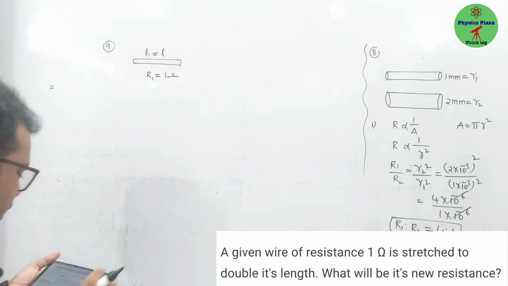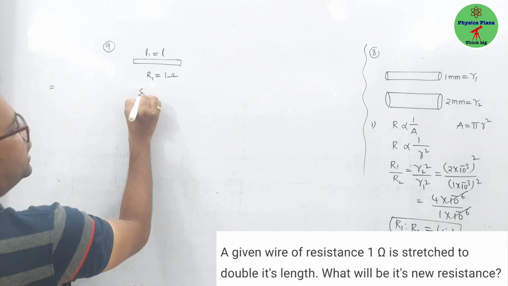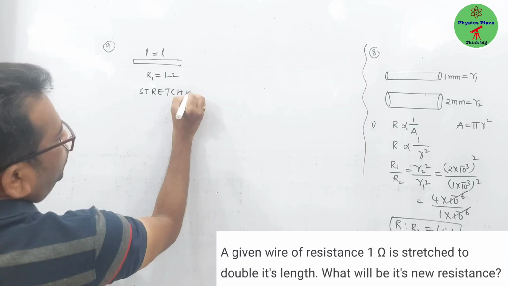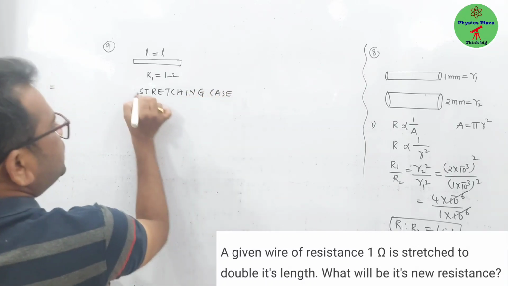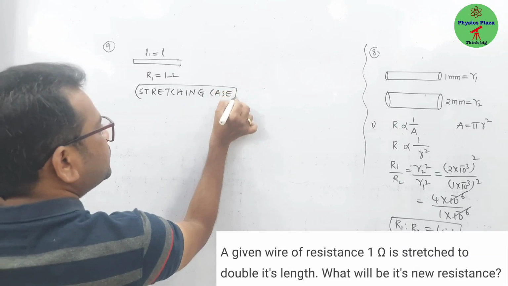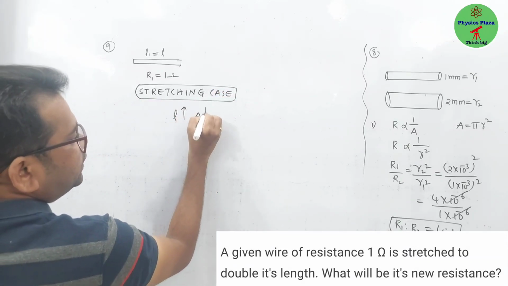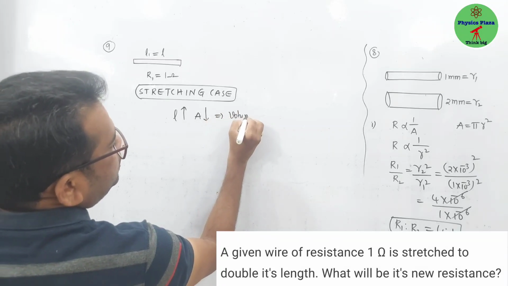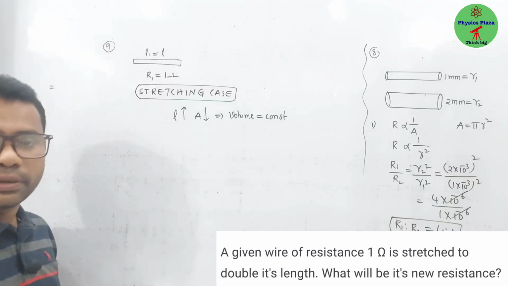Now they are saying that this wire is stretched. Children, this is specially stretching case. Very, very important. Stretching case. I want you to note down the stretching case. So whenever you stretch the wire, children, its length increases, area of cross section decreases, but volume remains constant. Volume remains constant. Very, very important.